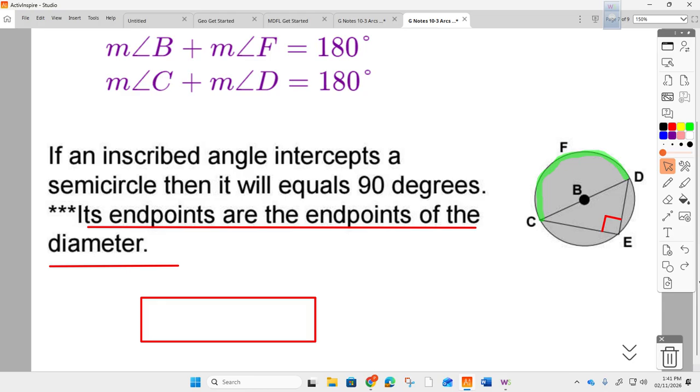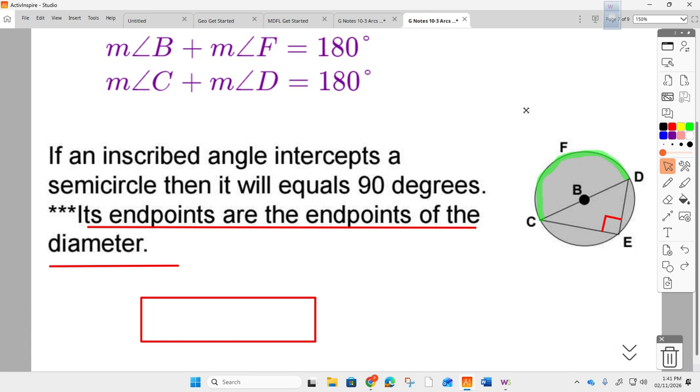So the next rule says if an inscribed angle intercepts a semicircle, so how many degrees are in a semicircle? 180, right? 180 means from one endpoint of the diameter to the other endpoint of the diameter. The diameter splits the circle into two semicircles. So if an inscribed angle intercepts a semicircle, then it will equal 90 degrees.